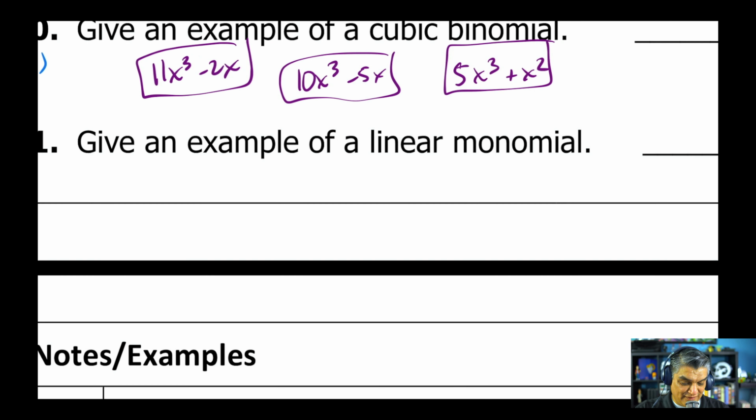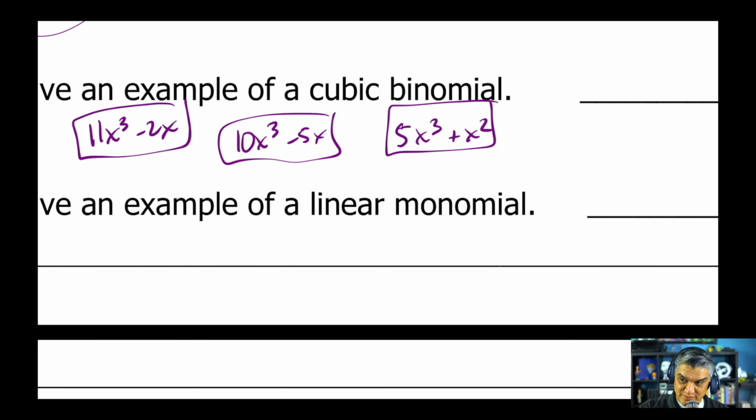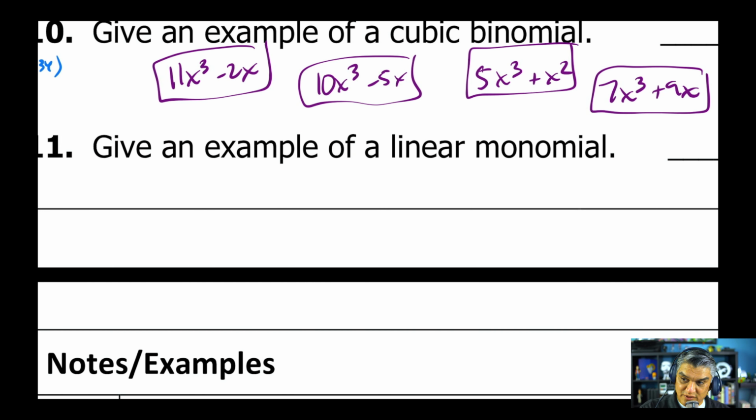All right. What about a linear monomial? A linear monomial. Oh, wait, someone did it. So someone said 7x cubed plus 9x. That's good. Let's go. All right, so linear monomial. Negative 3x to the first power. You can put the first, you don't have to. There you go. We have 5x. You can just put 5x. You don't have to put to the first. If you just put x, we all know it's to the first power. So 5x. Yep. So this one's pretty easy.